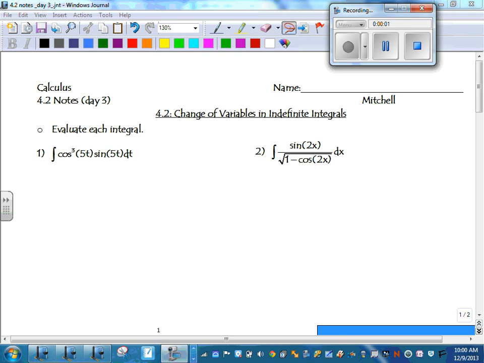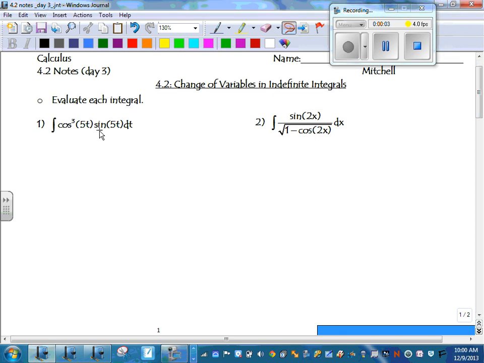Alright, so for number 1, in this one we have cosine cubed of 5t times sine of 5t. Little trick for these types of problems, similar to the ones we saw in the class starter. If we have sine and cosine in the same integral, and one of them is raised to a power, that one is going to be our u.